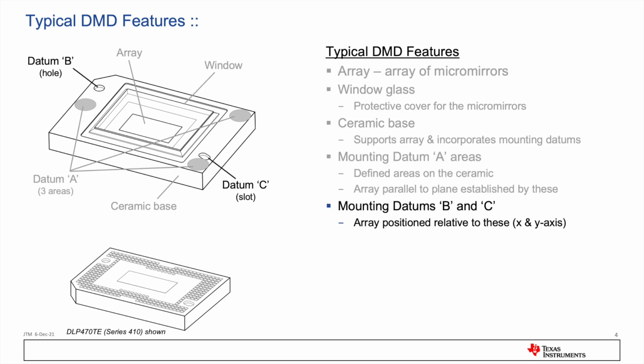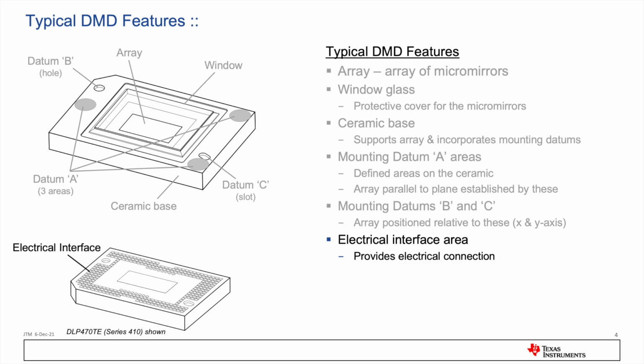The location of the array in the XY axis is defined from datums B and C. In this case, the datums are a hole and a slot. Other DMDs have open slots or defined areas on the edge of the ceramic. The datums A, B, and C are used to position the array in the optics when mounting the DMD.